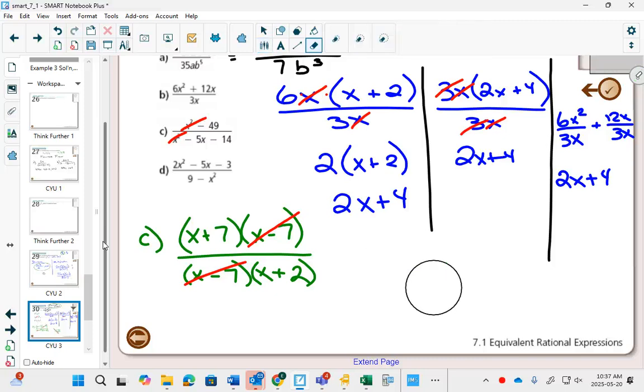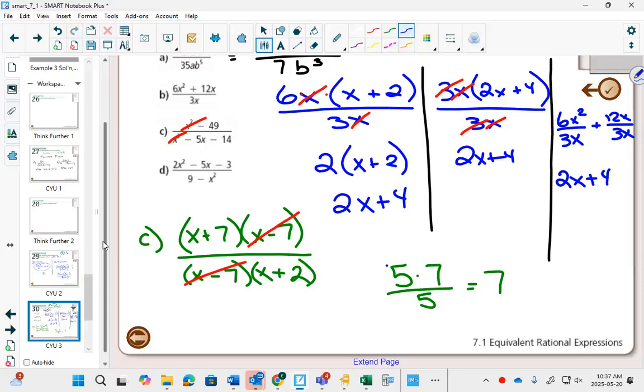But if you were multiplying 5 times 7 divided by 5, well, 5 times 7 is 35. What's 35 divided by 5? You get 7. If you're multiplying, this is okay. So one of the reasons that we factor is so that we can change things to multiplication, and when factors are identical, like in these numbers, it's perfectly fine.